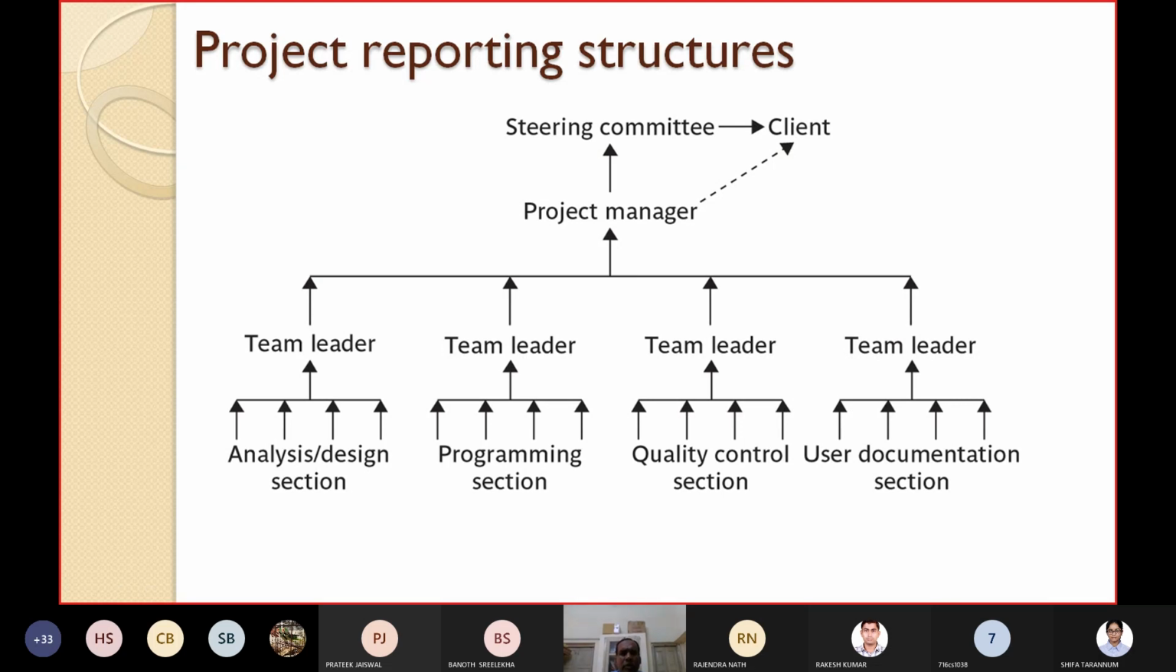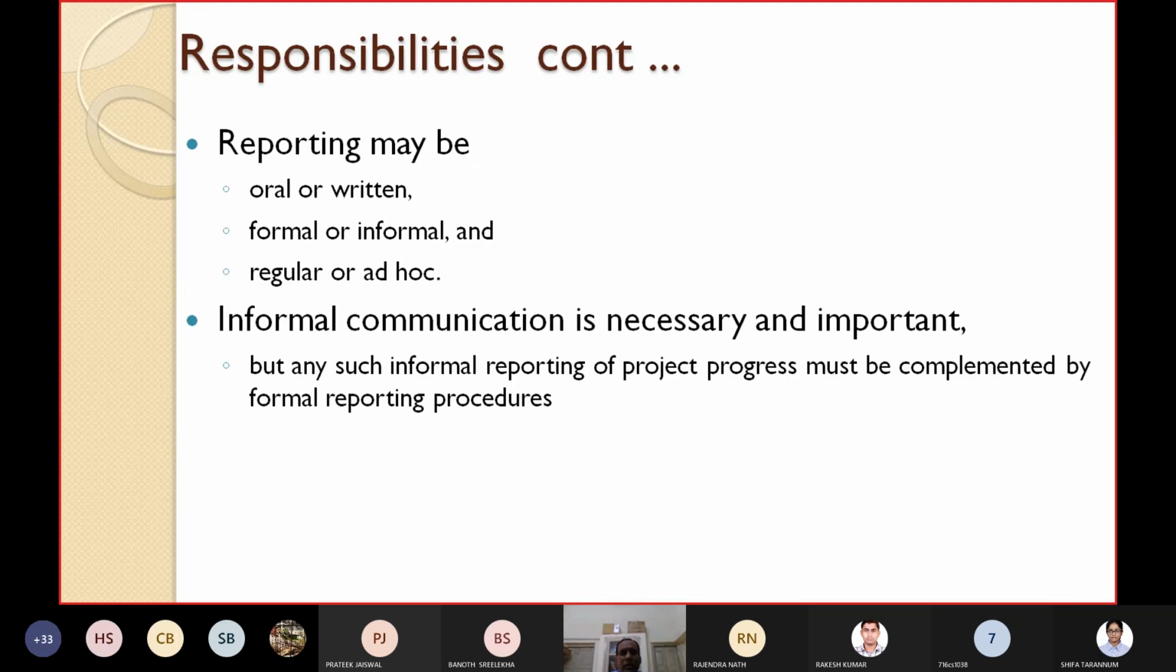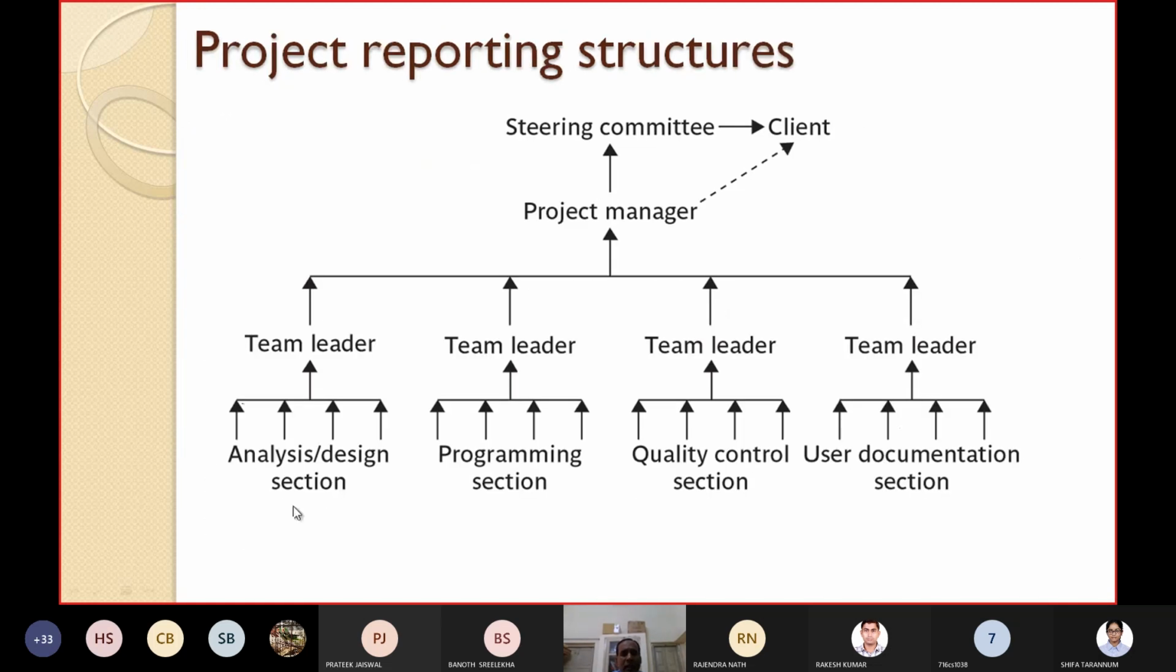This thing I have already told you, no need to explain. Please read yourself. As I have already told you, this is the reporting structure: the analysts, designers, or coders will report to the team leader, the team leader will report to the project manager, and the project manager will report to the steering committee.